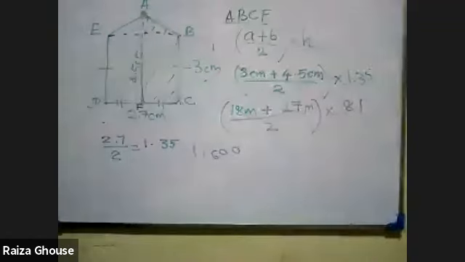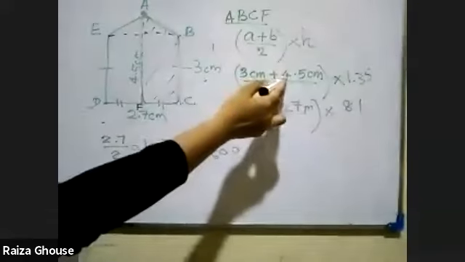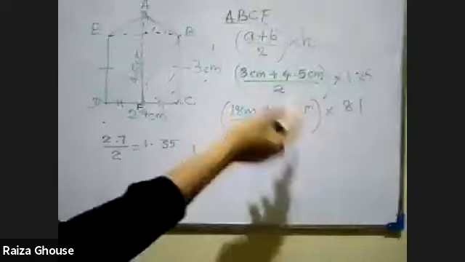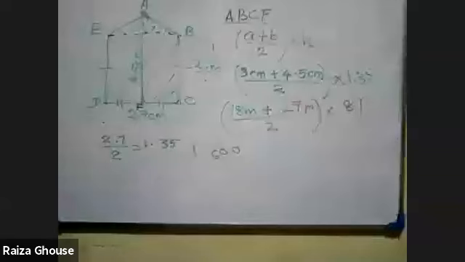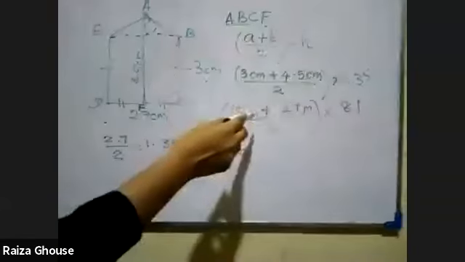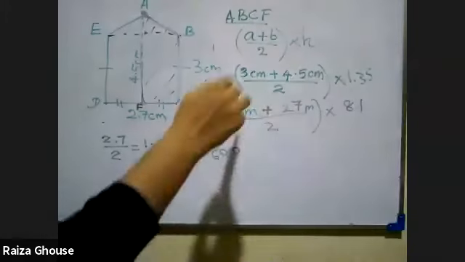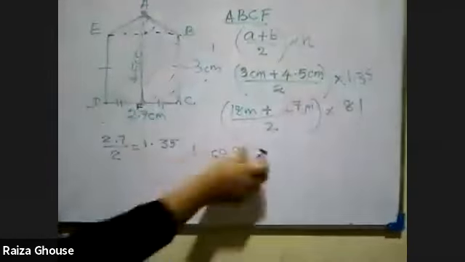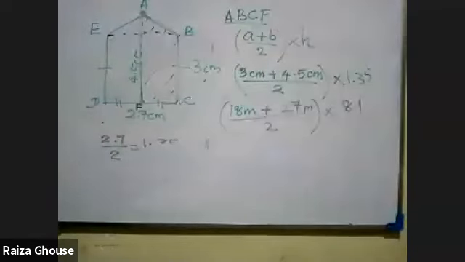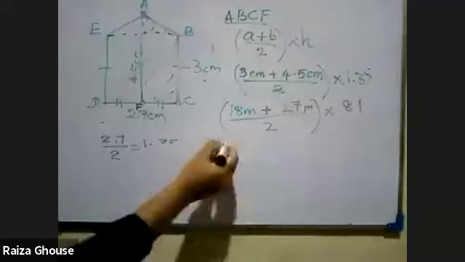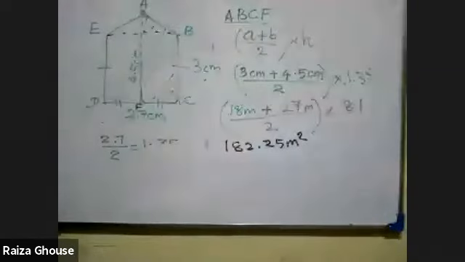So 3 centimeter, 3 times 6 is 18. Similarly, 4.5 centimeter means 27 meters. 1.35 centimeter means 8.1 meters. Add these two values, divide by 2, then multiply that total by 8.1, and you will get an answer like 182.25 square meter. This is what you get.